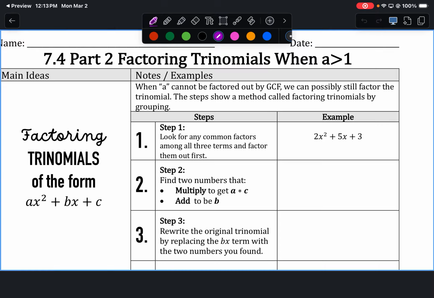Okay, those were just, you take out the GCF one time. So it's basically just half of that. Okay, so you just solved for the first one. All right, so we're going to 7.4 Part 2.